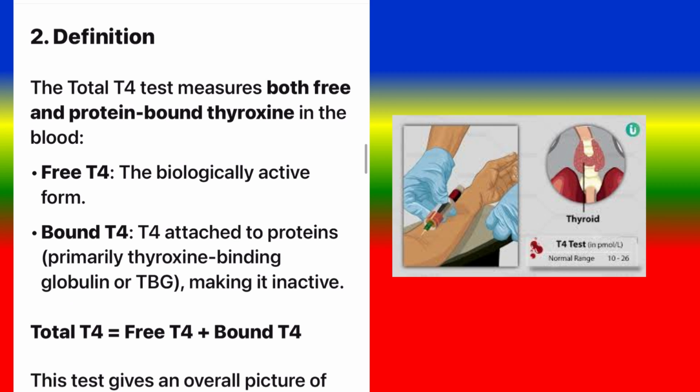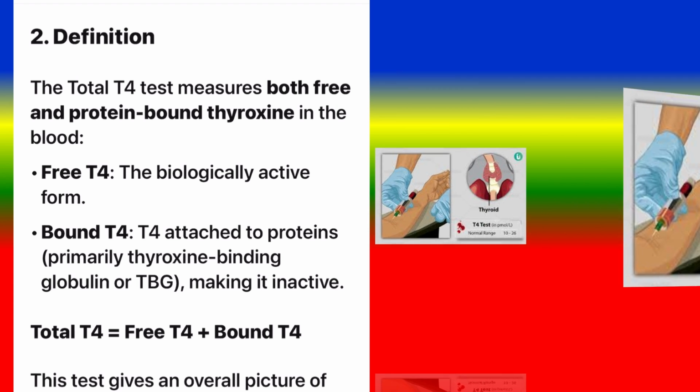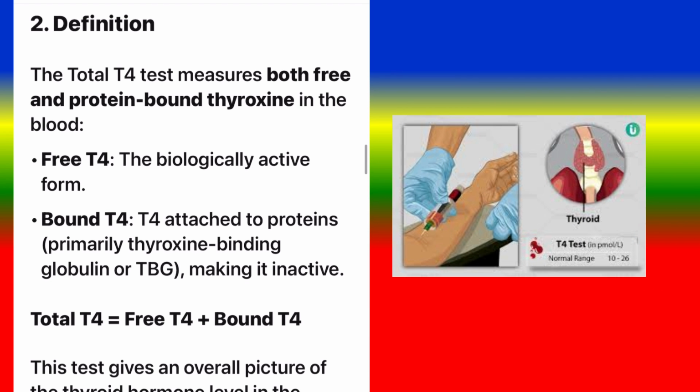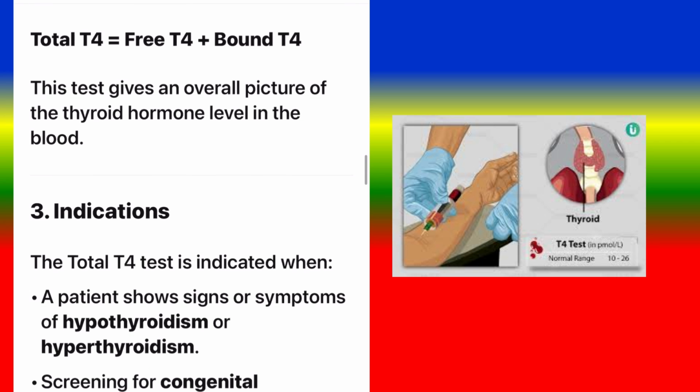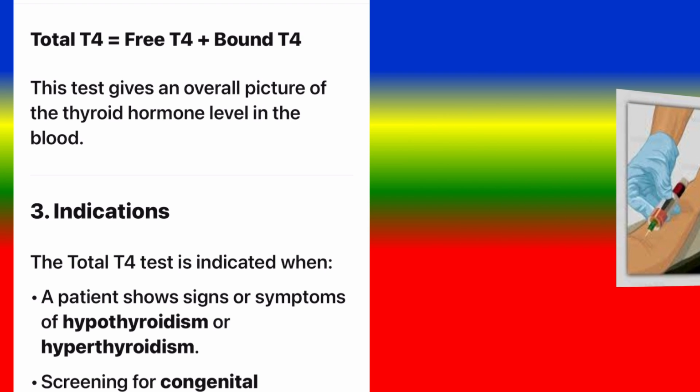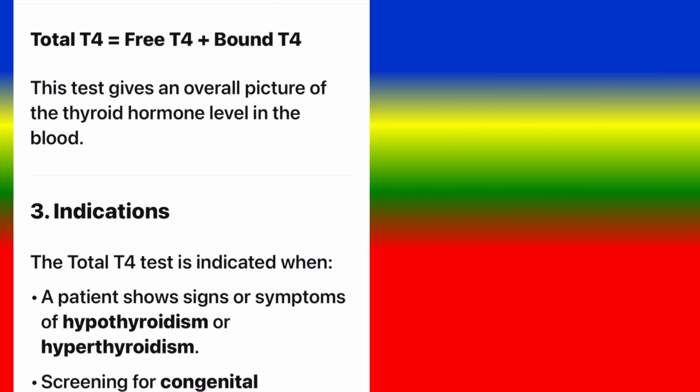2. Definition. The Total T4 test measures both free and protein-bound thyroxine in the blood. Free T4: the biologically active form. Bound T4: T4 attached to proteins, primarily thyroxine-binding globulin or TBG, making it inactive. Total T4 is free T4 plus bound T4. This test gives an overall picture of the thyroid hormone level in the blood.